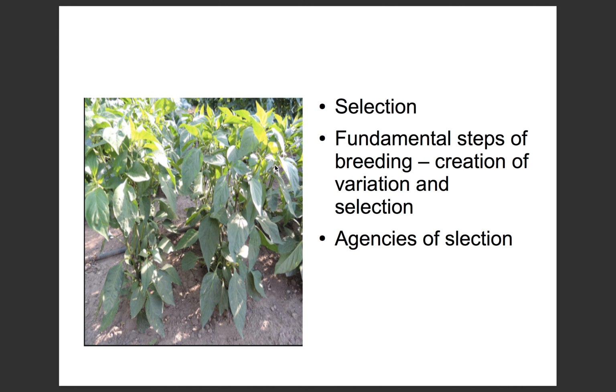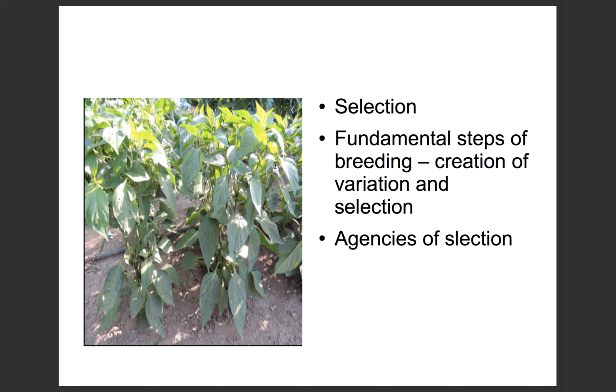In today's lecture, we learn about the basic breeding approach to any crop improvement, which is selection. Isolation of desirable plant types from the population is known as selection. Selection is one of the two fundamental steps of any breeding program. And the two fundamental steps of any breeding program are creation of variation and then selection.